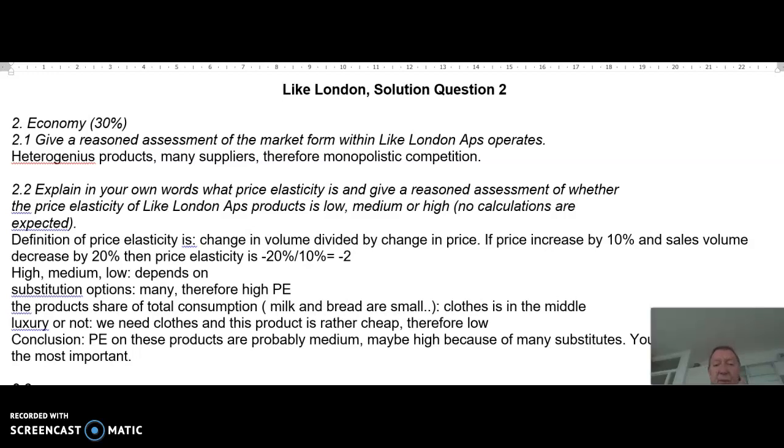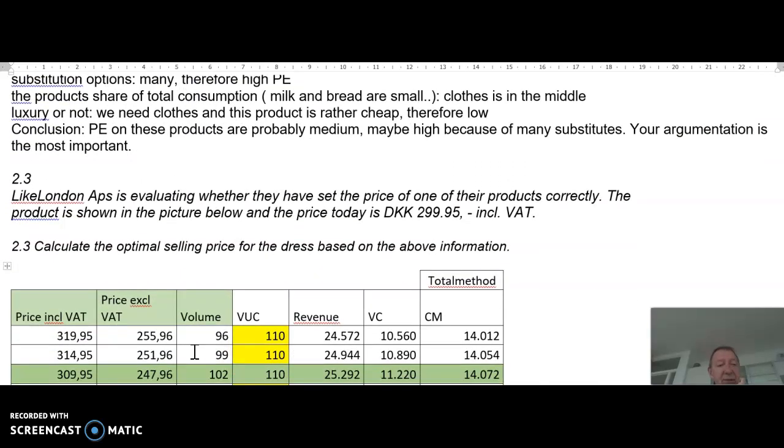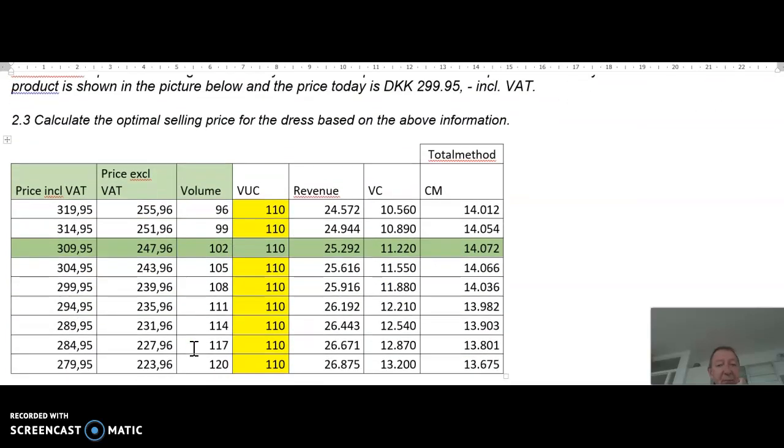Hi, this is a solution to the first external question 2. The first one, you can read it yourself here, question 2.1 and question 2.2. You can simply stop the video and read it. And then question 2.3, we have to find the optimal price. For the moment, the price is 299, VAT included.